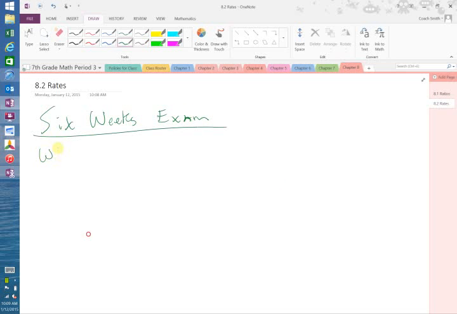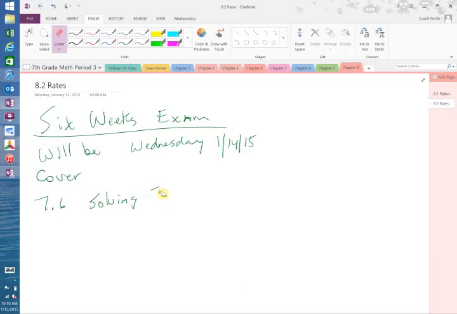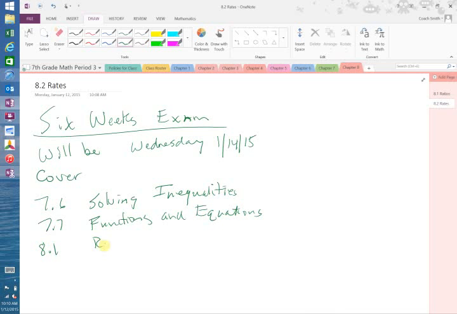The 6 weeks exam will be Wednesday. It will cover 7.6, which is solving inequalities, 7.7, which is functions and equations, and 8.1, which was ratios. Stuff we're covering today obviously will not be on the test. We will review for it tomorrow during class, but the test will be Wednesday.